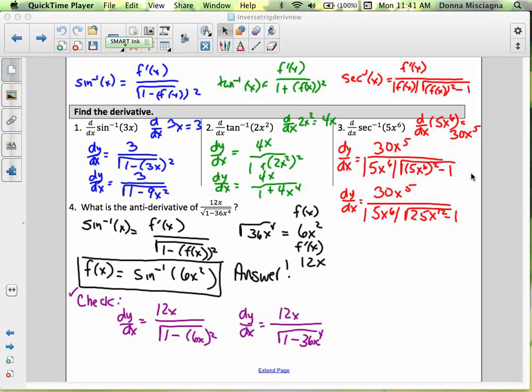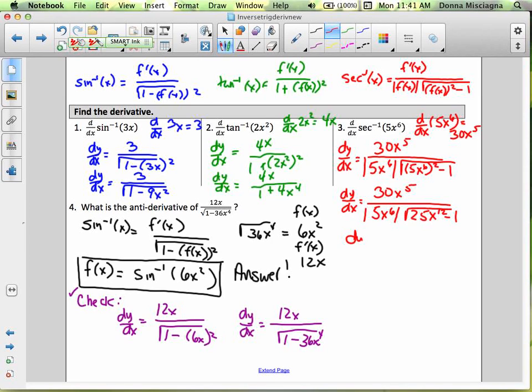All right, so here we could reduce. The absolute value bars are not going to prohibit us from reducing. So we could reduce the 30 and the 5. That's going to be 6 in the numerator. And then we could cancel out x to the 5th. We do need the absolute value bars for the x to remain, because we don't want x to be negative, and without those absolute value bars, x could be negative. So here's going to be our final answer.